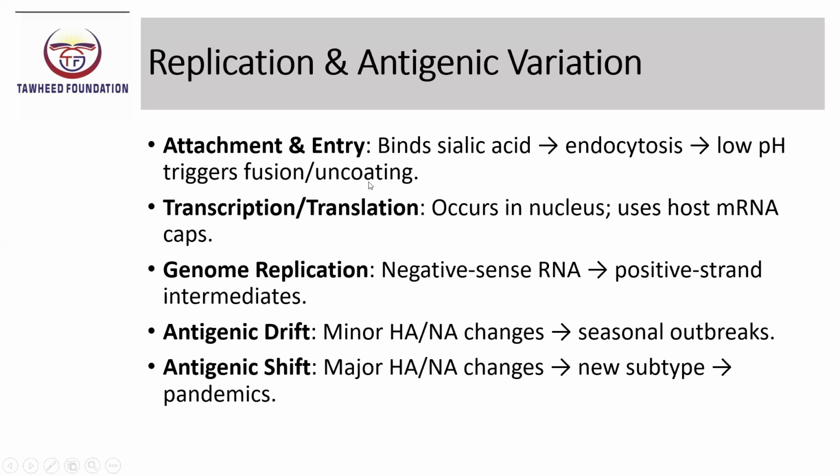Replication and antigenic variation occur through several steps. Attachment and entry: it first binds to sialic acid and then endocytosis happens, and then low pH triggers fusion which leads to uncoating. Transcription and translation occur in the nucleus. It uses host mRNA caps. Genome replication: negative sense RNA leads to positive sense intermediates. Antigenic drift is minor HA-NA changes causing seasonal outbreaks. Antigenic shift is major HA-NA changes, that is, new subtypes that lead to pandemics.